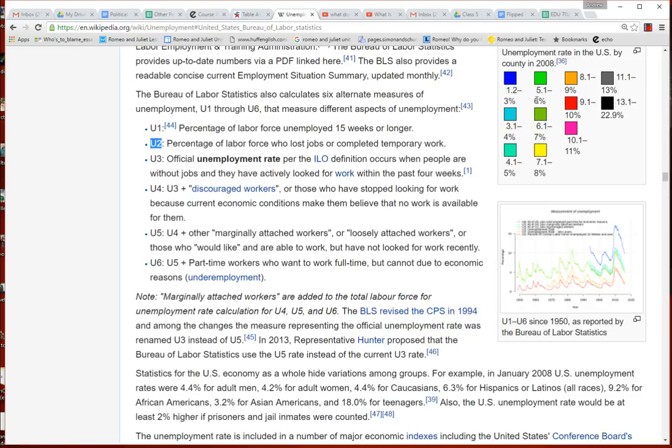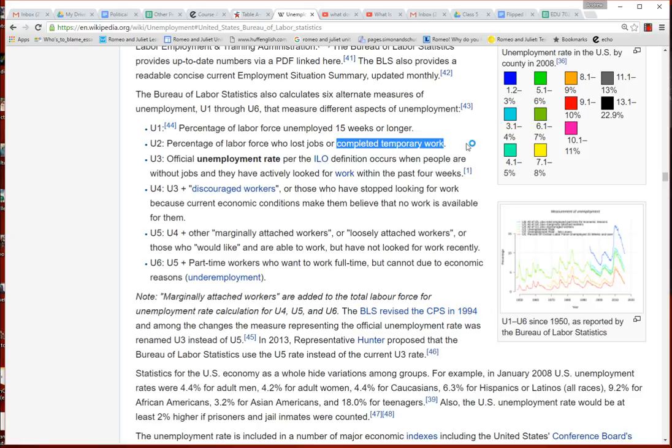U2 collects all of the people in U1, but what this adds is the percentage of the labor force who lost jobs or completed temporary work. So this is people who fairly recently lost jobs. So this cuts out this 15 weeks thing. It extends it by including all these people, but also folks that completed temporary work.